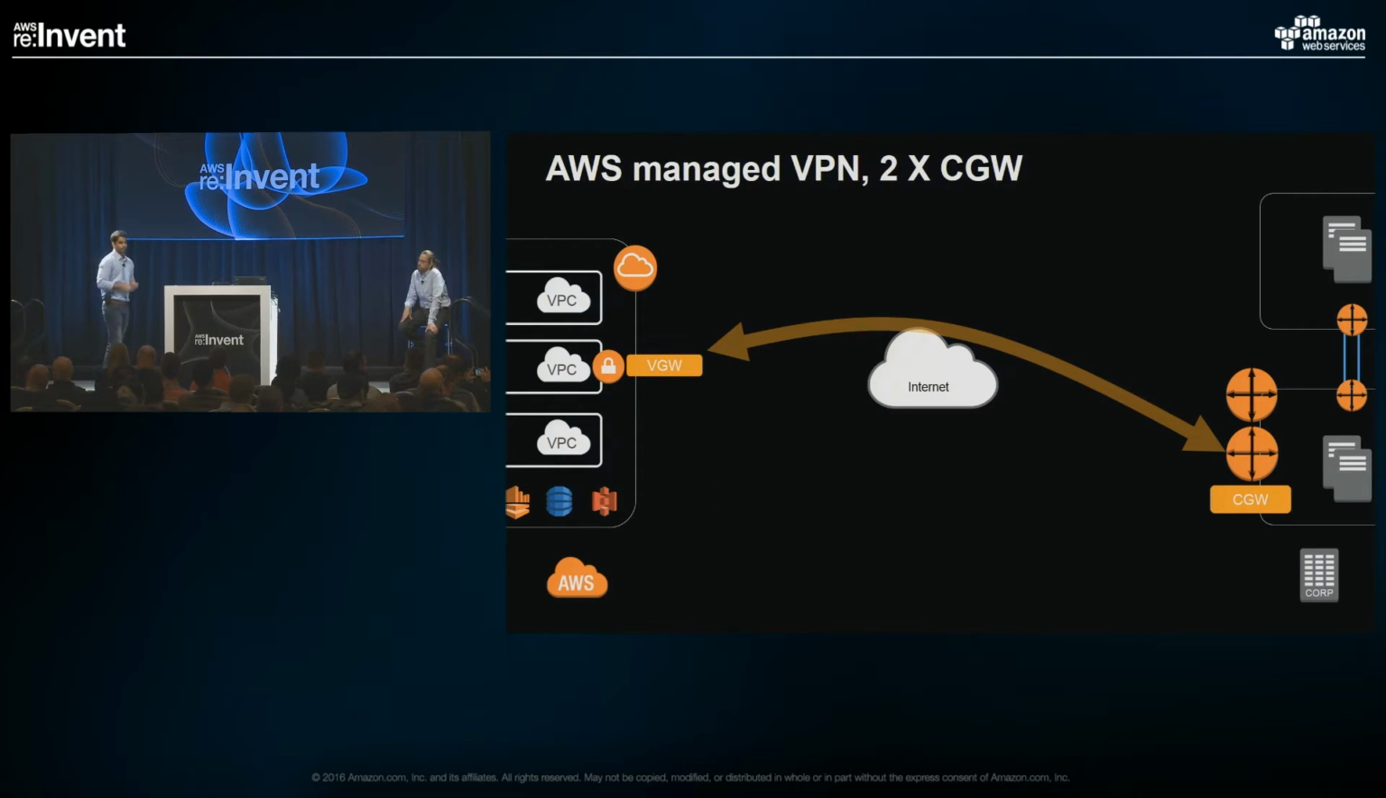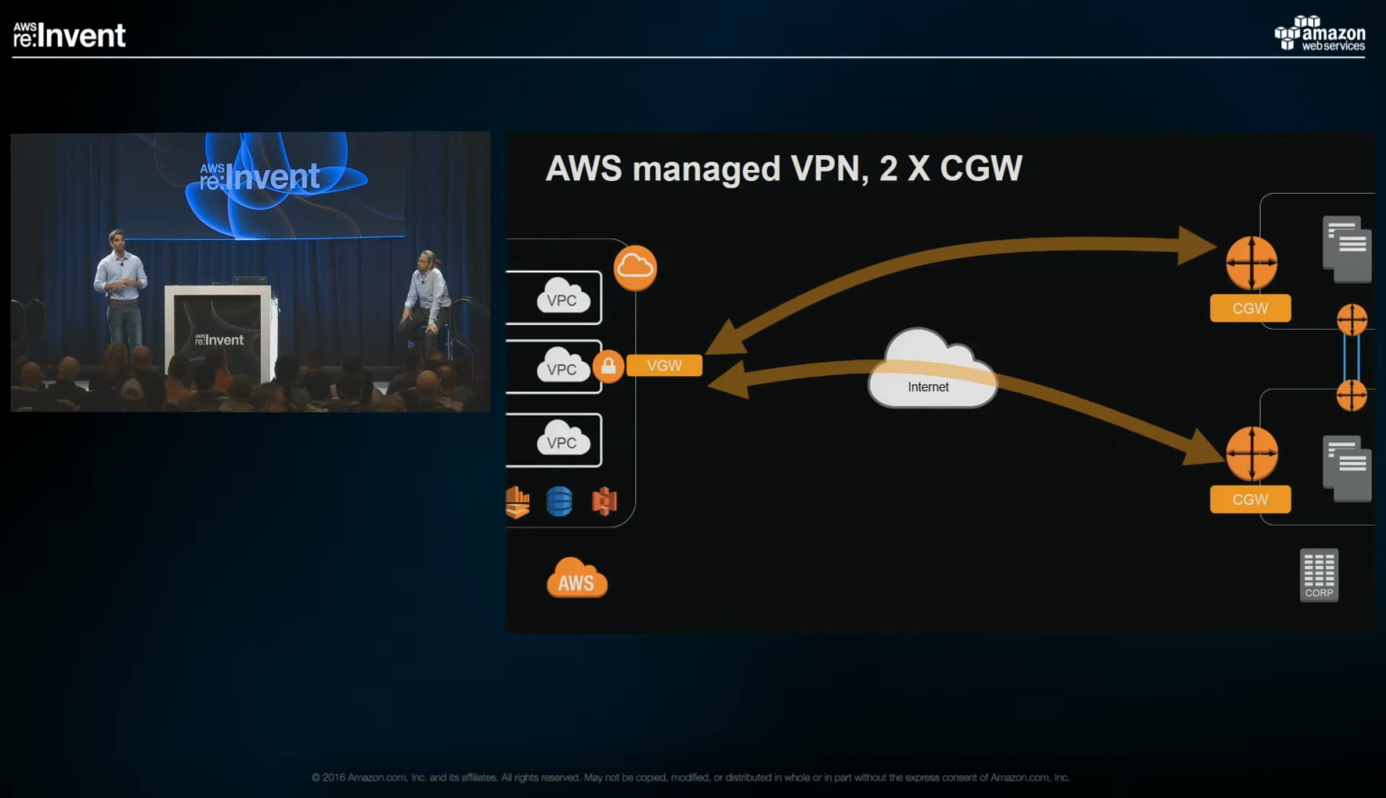Now, we recommend that you think about resiliency at your end as well. So for the purposes of high availability, we'll have a second physical router at your end. Based on how your data centers are connected, you might be in a better state of resiliency if the second physical router was in a second physical data center. You'll bring up a second VPN connection from the second physical device to the same virtual private gateway.